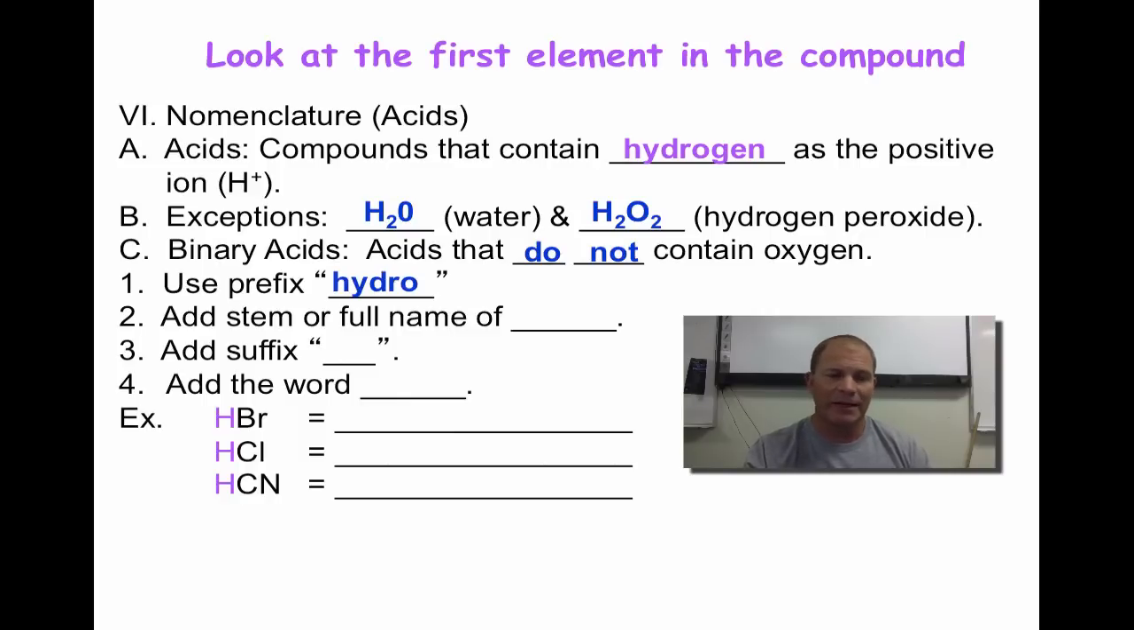We identify the stem, and the first one is bromide, because remember, it is an ionic compound. I change the ide to ic, so it's hydrobromic, and I throw the word acid at the end of it. But I always start out with hydro. Why? Because there's no oxygen present. That's the only time I start out with hydro. HCl is hydrochloride, changes to ic, so it's hydrochloric acid.